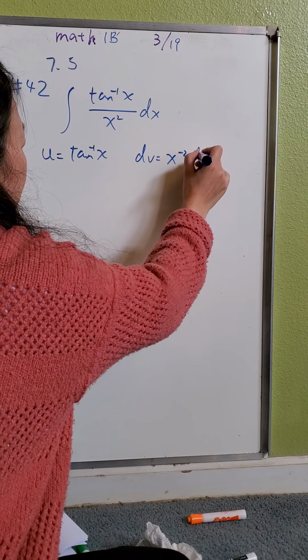That's easy, but this one needs to continue. 1 over u plus 1, u minus 1. We can do partial fractions. Continue, and so that becomes, I'm going to do it right here.